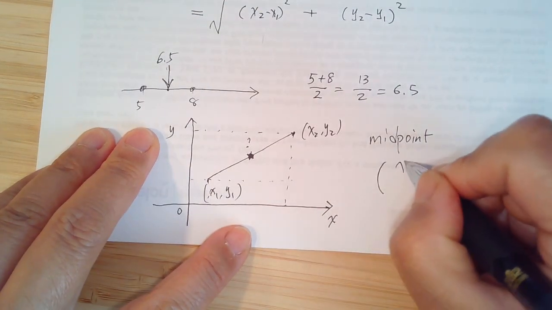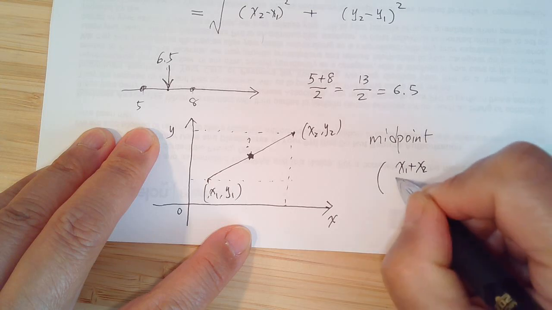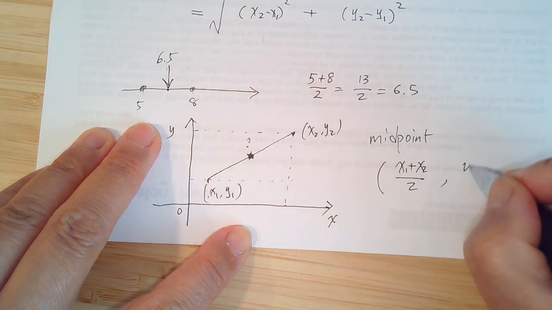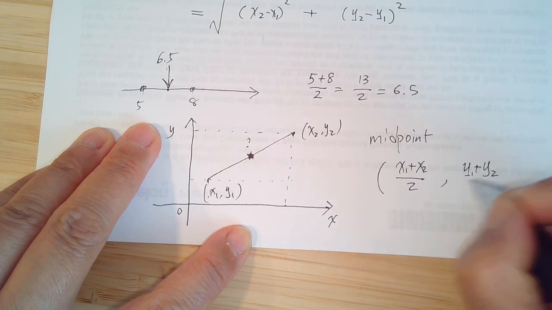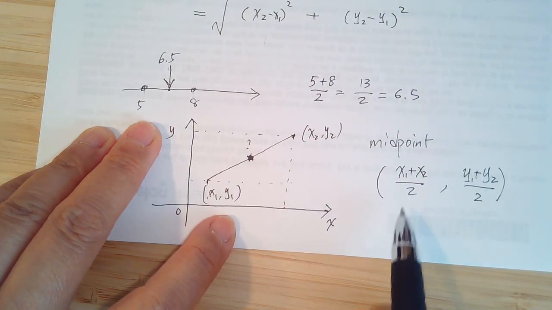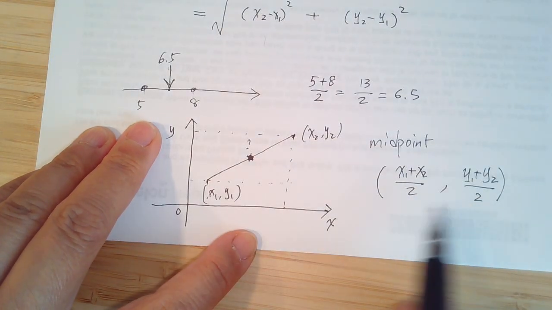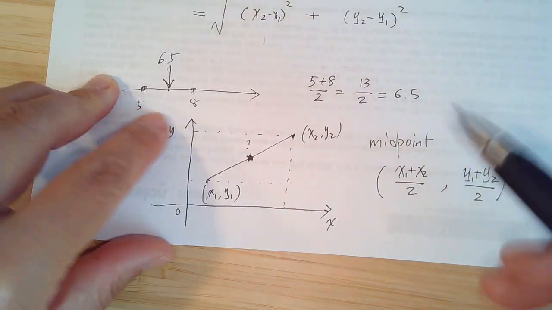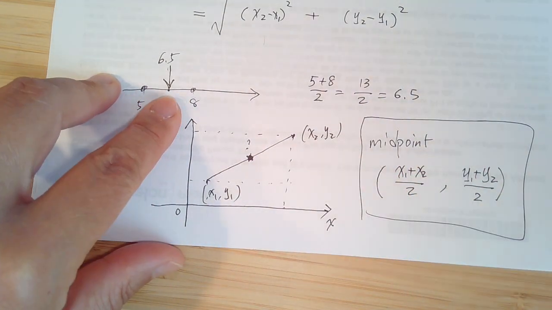xy coordinate will be (x1 plus x2) over 2, comma, this is the x coordinate, and (y1 plus y2) over 2. So the average of the x, average of the y, that's the coordinates of your midpoint. Okay, so this is the midpoint formula. It's not really difficult.